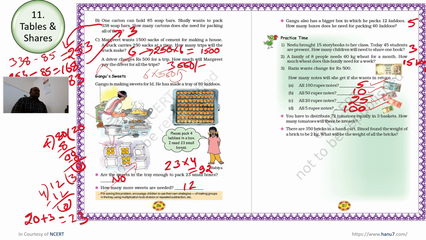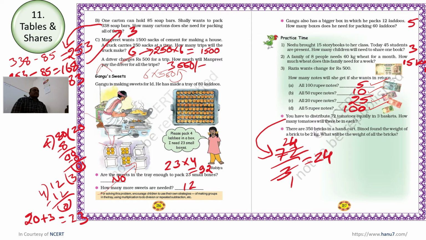You may distribute 72 tomatoes equally in 3 baskets. How many tomatoes will be there in each? So totally there are 72 tomatoes, which I want to distribute equally in 3 baskets. How many tomatoes will there be in each? So the answer is 72 divided by 3, that is equal to 24.